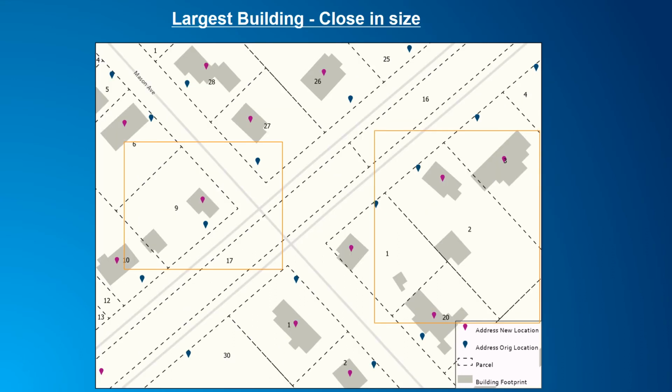Sometimes the multiple buildings within the parcel were close in size, like here in lot 9 and 2. Still, the largest building was used for address point placement, though the next building is close in size, so our confidence was lower. So we flagged it differently as largest building close in size for further review.